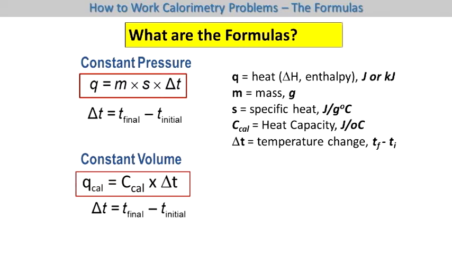One formula we use when we have constant pressure: Q, heat, equals mass times specific heat times delta T, with delta T being T final minus T initial. The other formula we use for constant volume: Q calorimeter equals the heat capacity of the calorimeter times delta T, again with delta T equal to T final minus T initial. So these are the formulas and the units used for each of the variables.